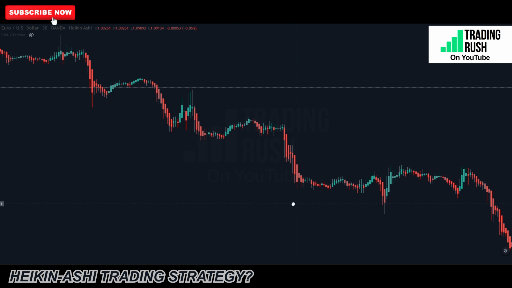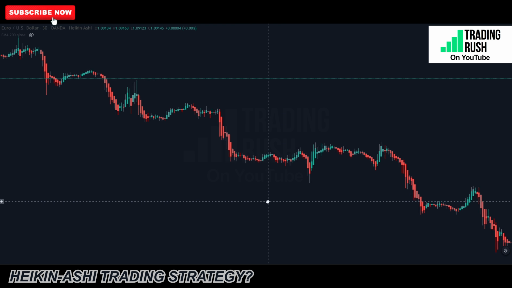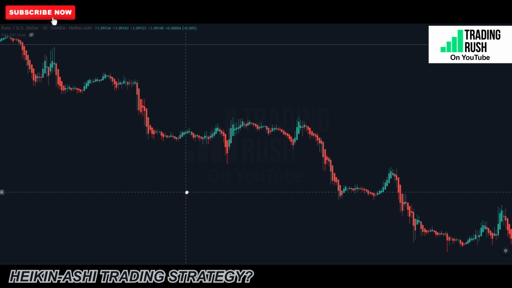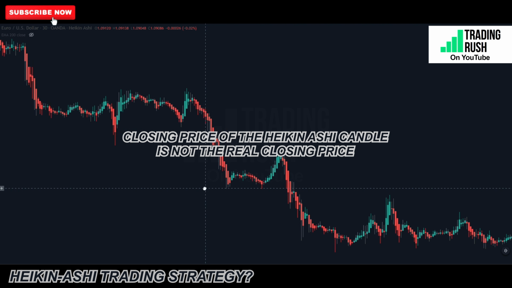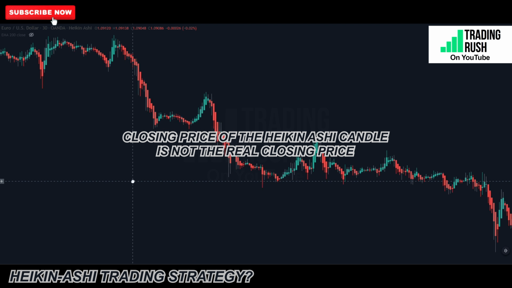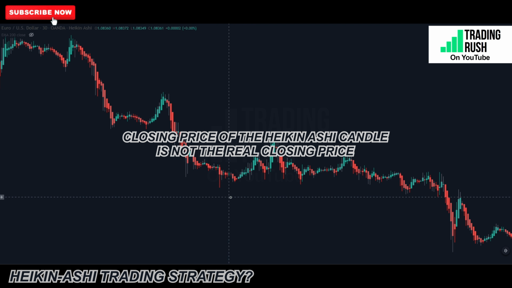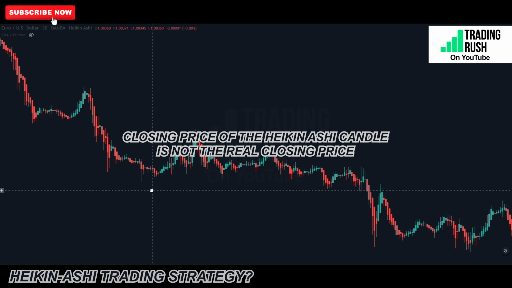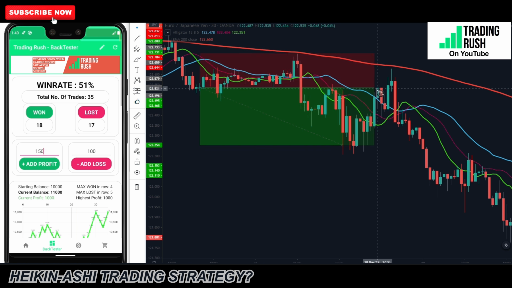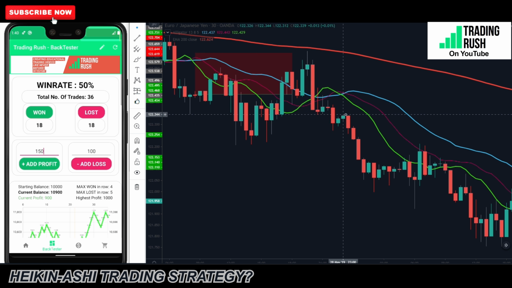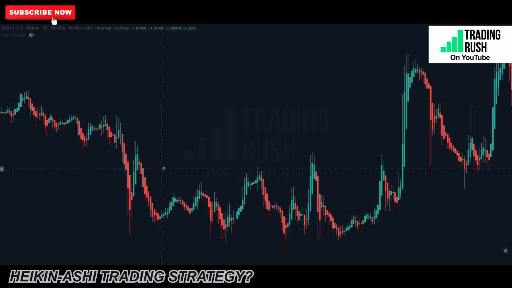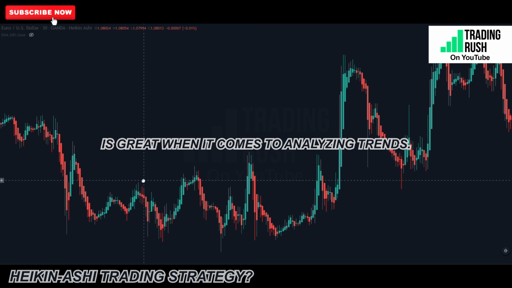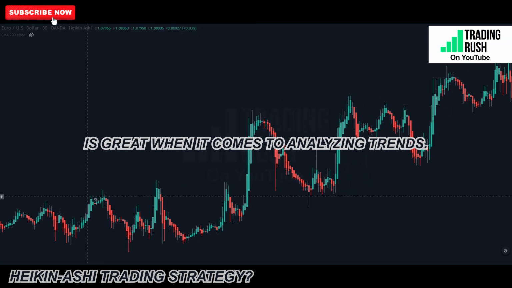and the reasons why most people use normal candlesticks. Usually, I test almost every indicator I show on this channel 100 times. Since closing price of the Heikin Ashi candle is not the real closing price, I cannot back test the Heikin Ashi as an entry signal generator. The indicators that I test 100 times on this channel look exactly the same while back testing and in live markets. On the other hand, real closing price of the candle does not appear in past candles. But Heikin Ashi is great when it comes to analyzing trends.